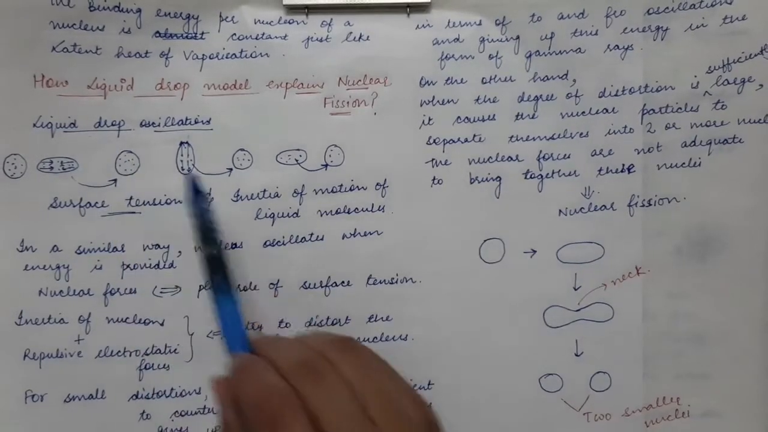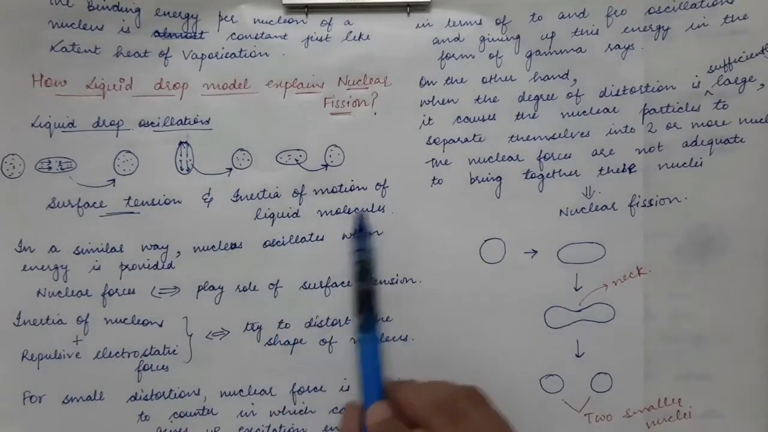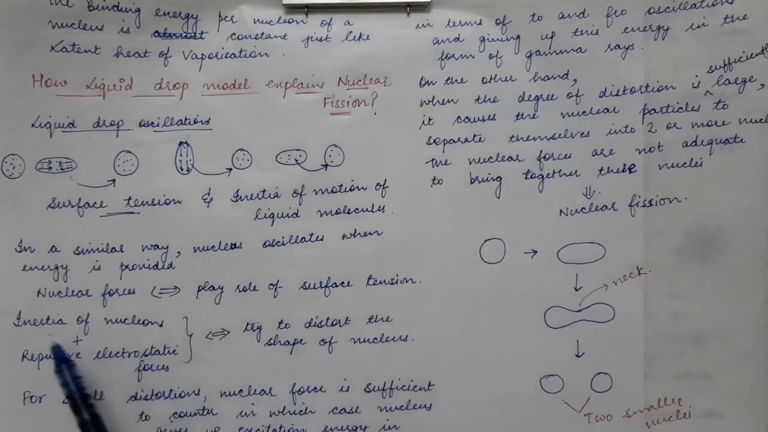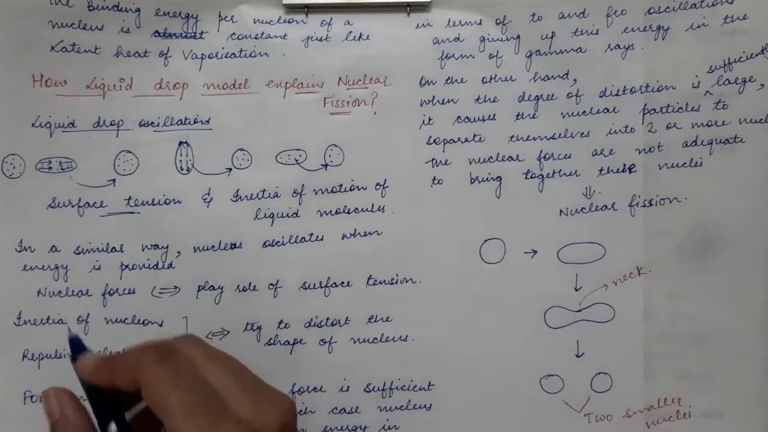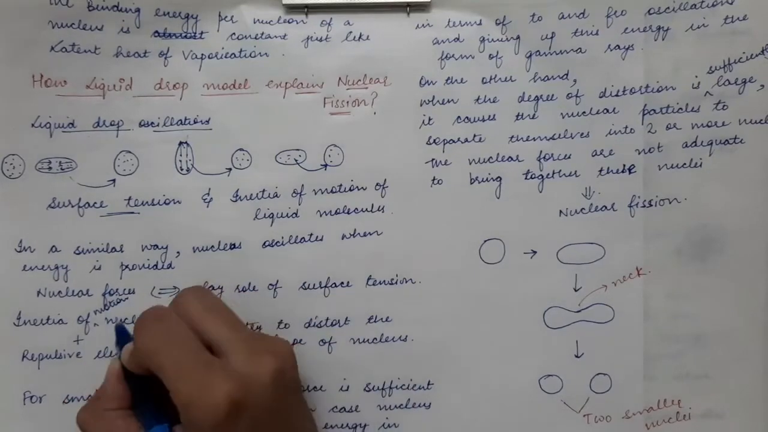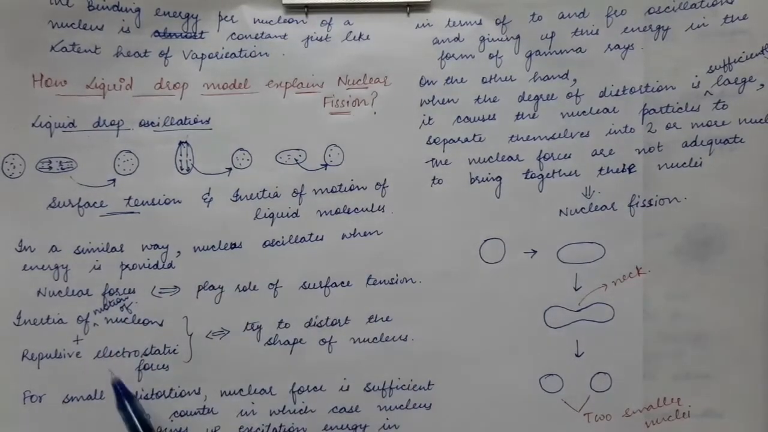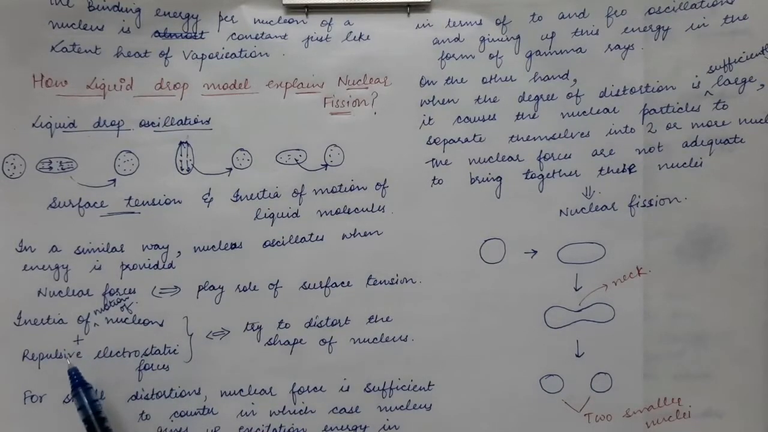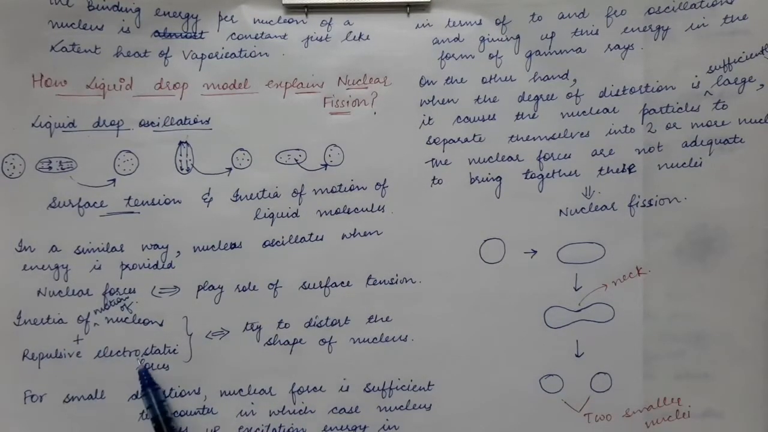First is the inertia of nucleons. In case of liquid drop, we had inertia of motion of the liquid molecules. Now we have inertia of motion of nucleons. And in addition to this, we will have a repulsive electrostatic force which acts between the protons. So these two forces will try to distort the shape of the nucleus.